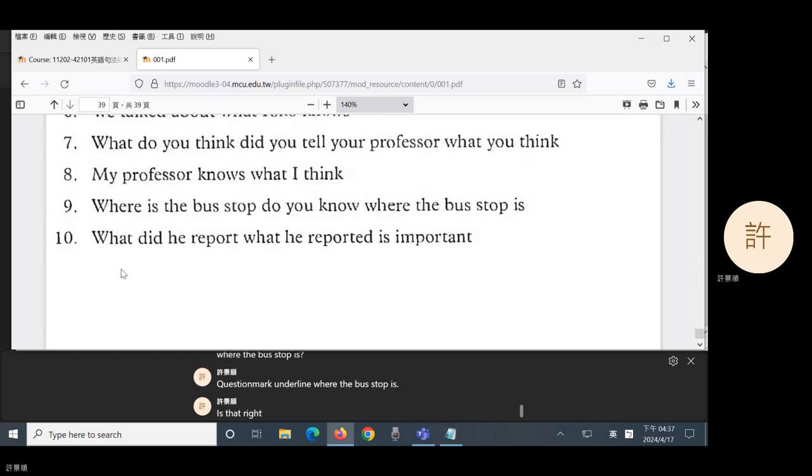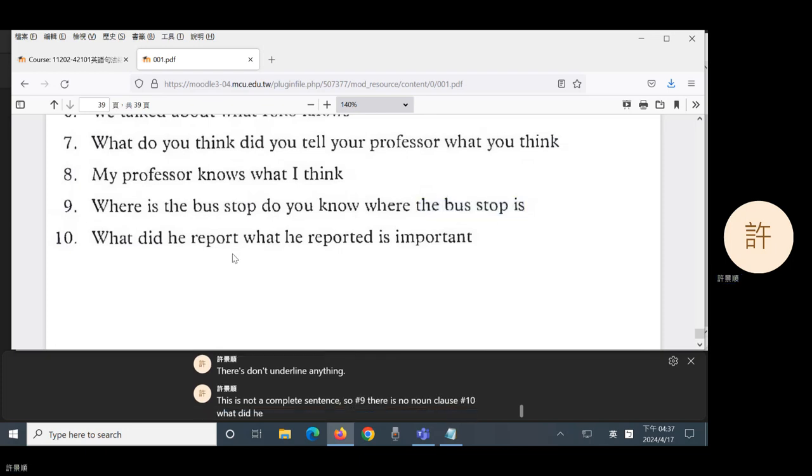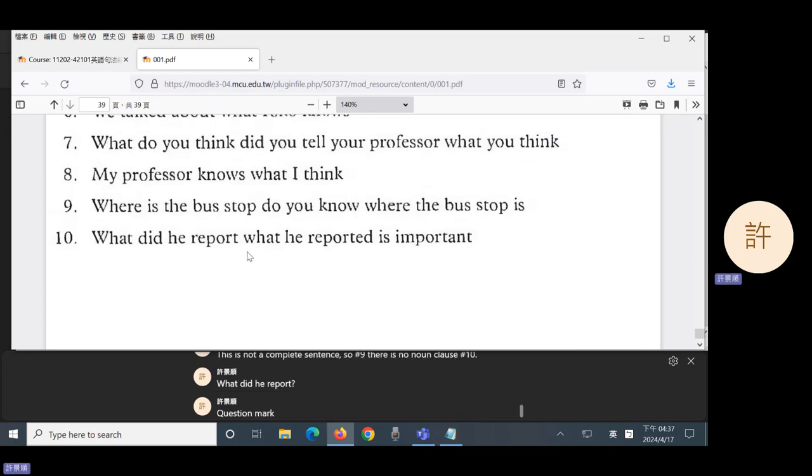Is that right? Sorry, no, don't underline anything. This is not a complete sentence. So number nine, there is no noun clause. Number 10, what did he report? Question mark, capital W. What he reported is important, period. Underline what he reported. Questions? Okay, we finished the whole thing. Questions about these 39 pages.